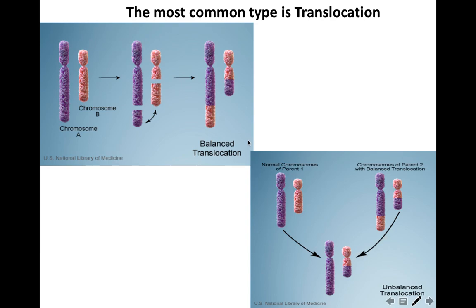Now, the person with a balanced translocation will have a normal phenotype, but they will have problems when they form gametes. Some of their gametes will be unbalanced. They can take one normal chromosome and a translocated chromosome. So there will be an extra segment of this chromosome and a missing segment from that chromosome. And so the problem will be in the product of conception.